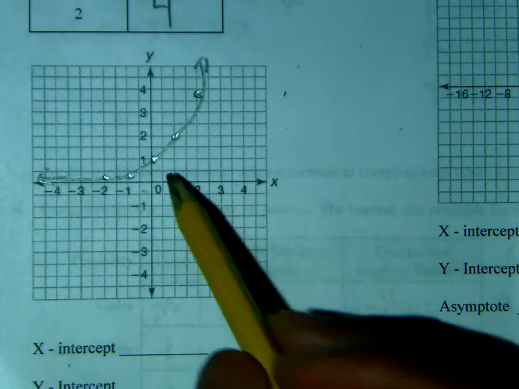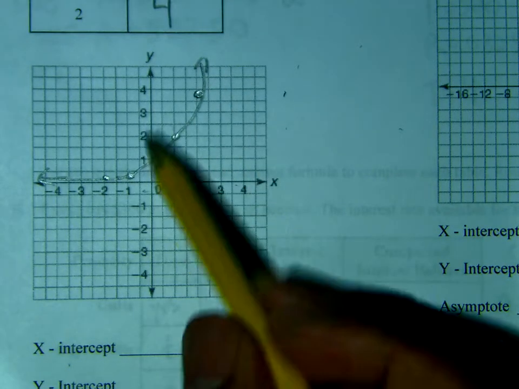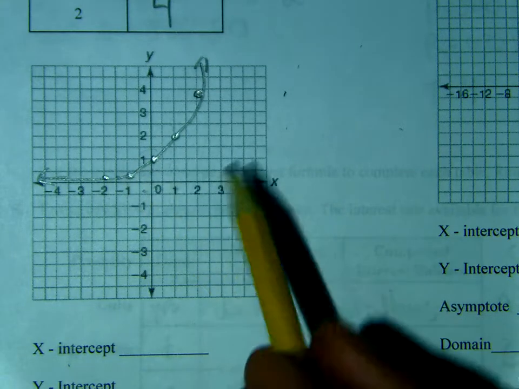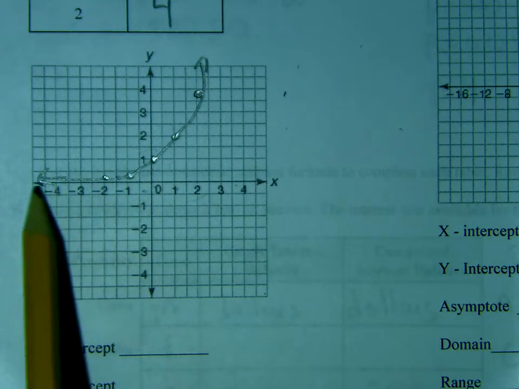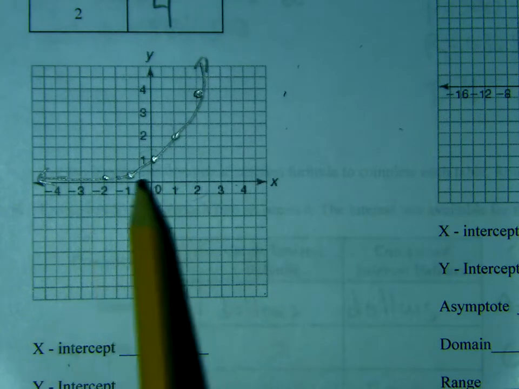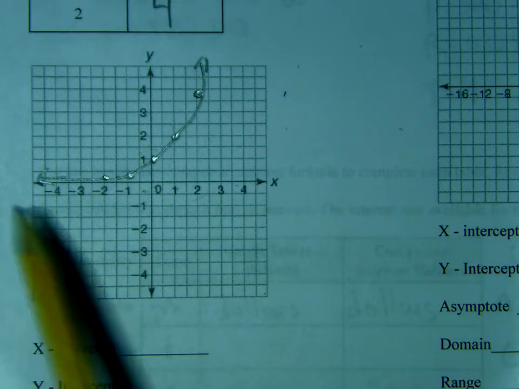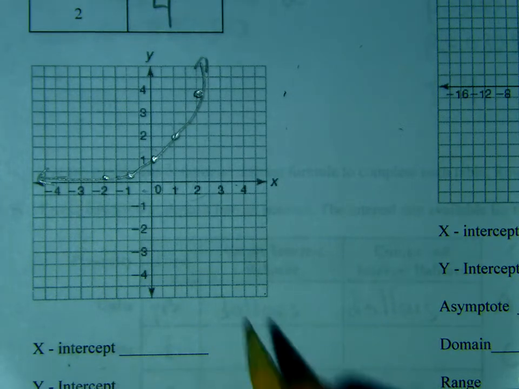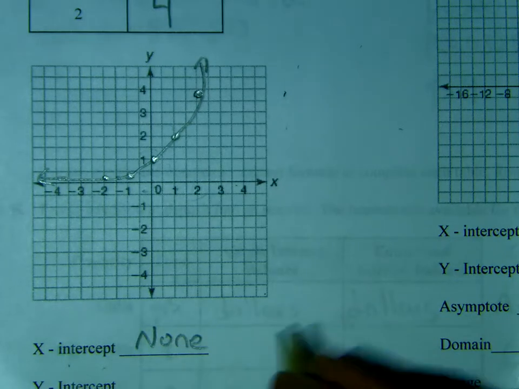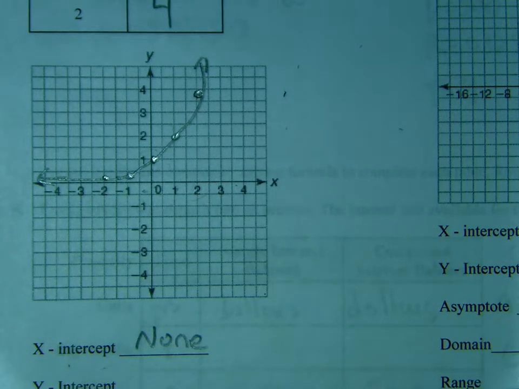So here you can see where the line crosses the y-axis, and this point here will be your y-intercept. And you can also see that it never touches the x-axis. So since it never touches the x-axis, then it never intercepts with it. So first, we're going to put none for x-intercept because it never touches.